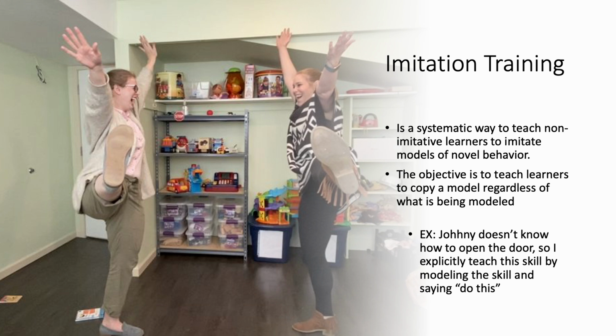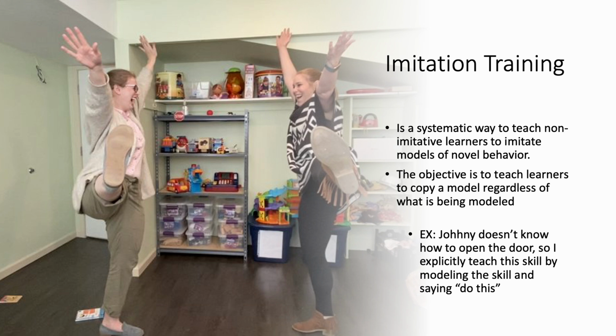And like I said in the previous slide, imitation, by definition, is controlled by the model. But for people who don't have an imitative repertoire, the imitation for them is not controlled by the model to begin with. So when we are engaging in imitation training, we are essentially teaching them to engage in imitation. We're going to reinforce those responses, and then eventually we want to get them to a point where the model itself is going to be controlling their responses. So what this means is that the objective is to teach learners to copy a model regardless of what is being modeled.